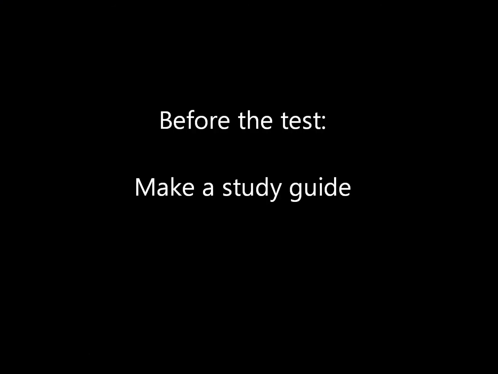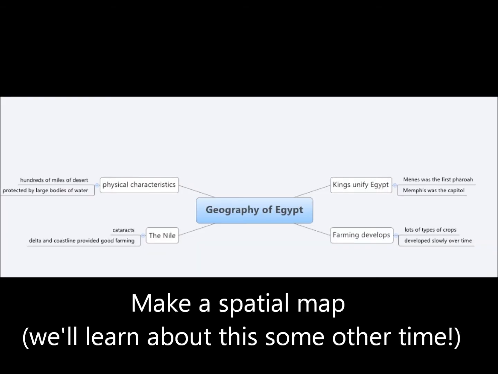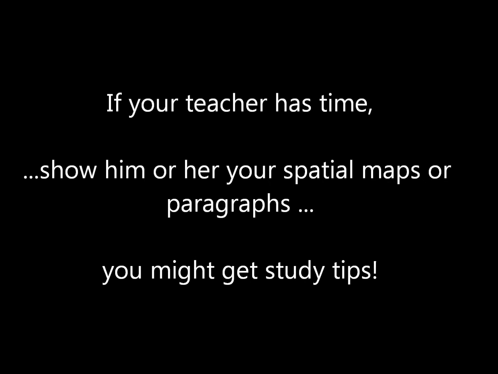A little before the test, if you haven't received a study guide, you can make one on your own. You do this by making a list of all the topics the teacher asked you to learn. With your remaining time, make a spatial map. We'll talk about this some other time. Or write a paragraph about each topic. If your teacher has the time, perhaps he or she could look at your spatial maps or your paragraphs to give you study tips.